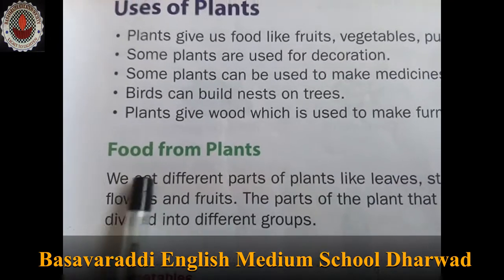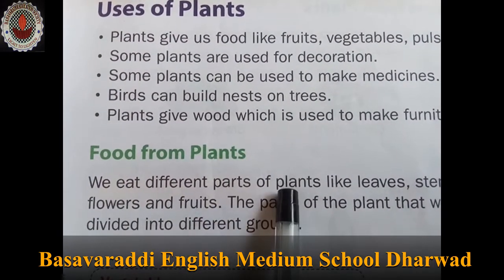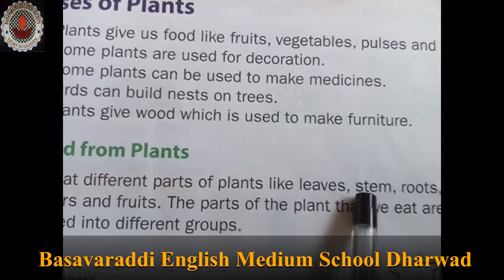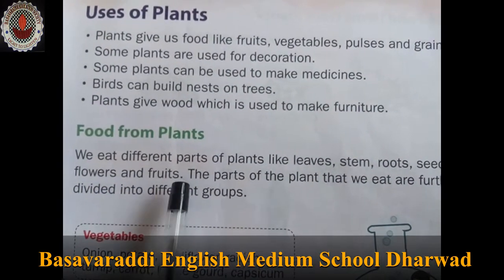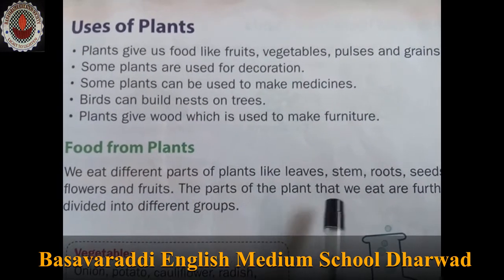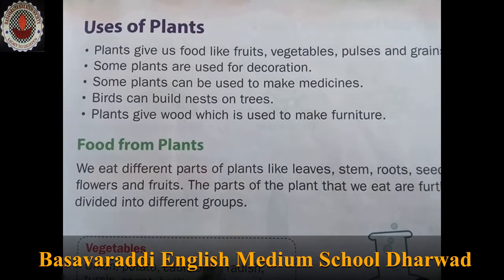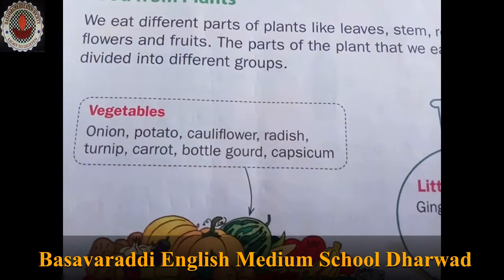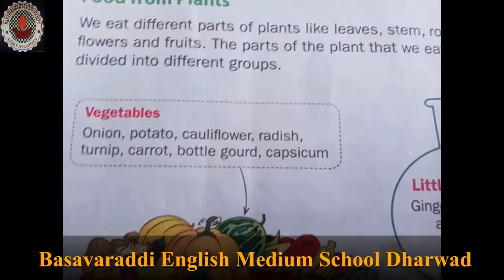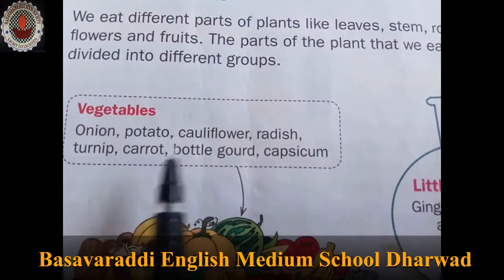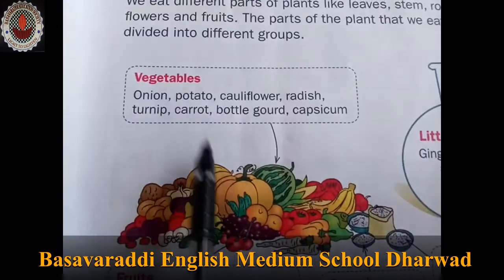First one, food from plants. We eat different parts of plants like leaves, stem, roots, seeds, flowers and fruits. The parts of the plants that we eat are further divided into different groups. Vegetables: onion, potato, cauliflower, radish, turnip, carrot, bottle gourd and capsicum. So these are the vegetables.